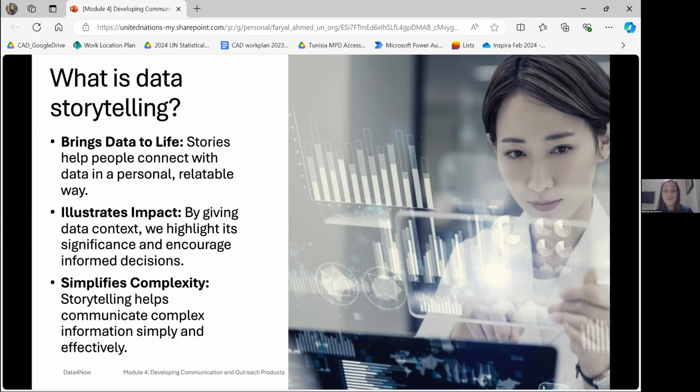Data storytelling is also important because it simplifies complexity. We already said that visuals are useful to simplify complexity from the raw data, from tables, but this is an additional step that can help in communicating information also to non-statisticians, to people that are not skilled in statistics, and we can communicate information in a simple and effective way.